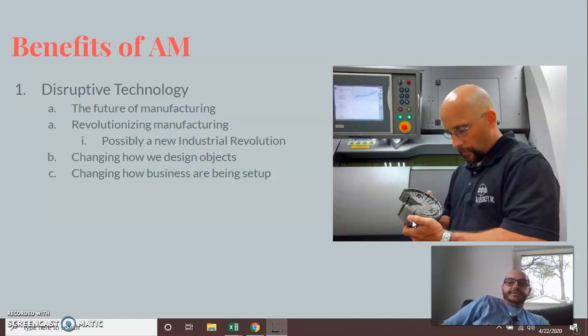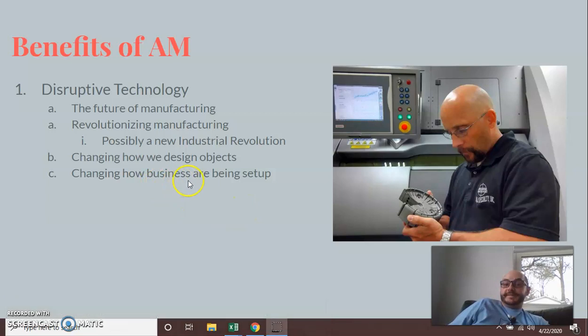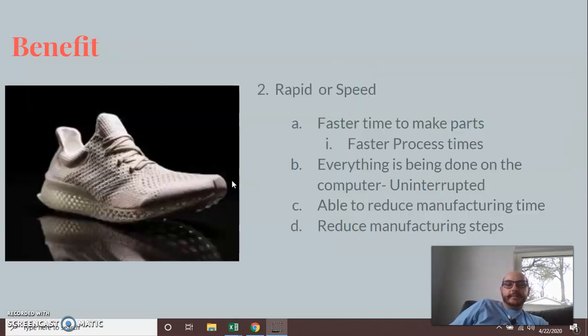Okay, it's changing how businesses are being set up. If you're able to 3D print stuff, maybe you're not building a machine shop along the way. It's just changing how businesses are being run and how they're being set up, and it's kind of an exciting time.